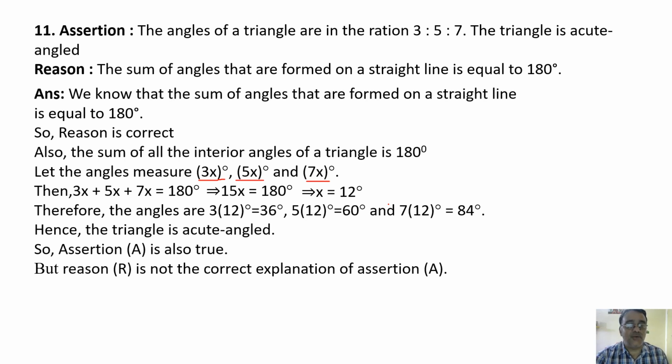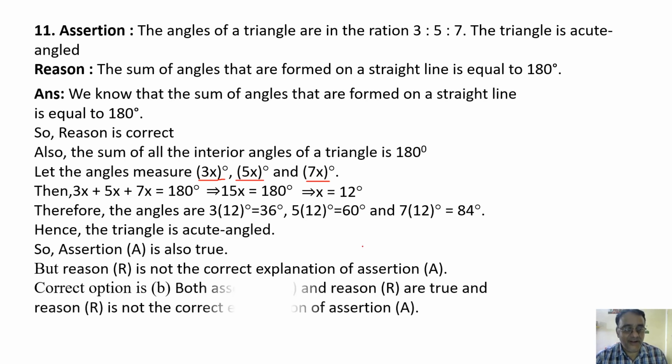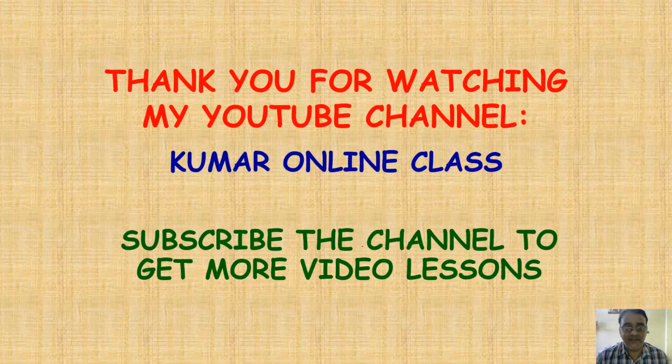So which option is the correct one? Option B. Right, option B. Both assertion and reason are true, and the reason is not the correct explanation of the assertion. So this is the last question of this session. We'll do the assertion and reasoning questions after completing the triangles chapter. Okay. So that's all for today's session. Thank you very much.